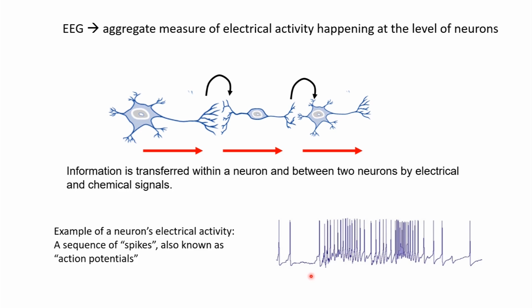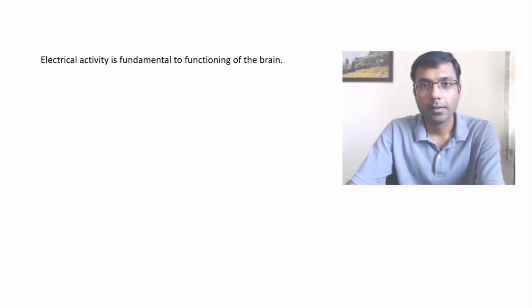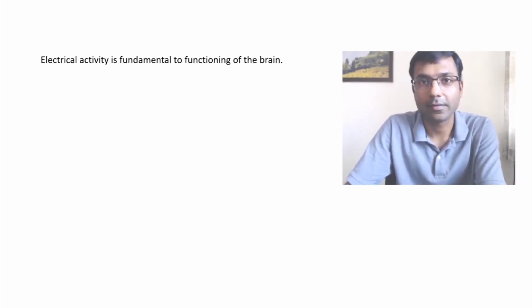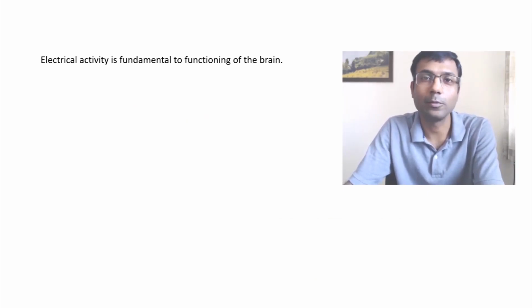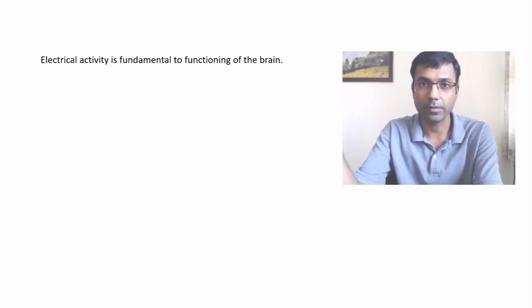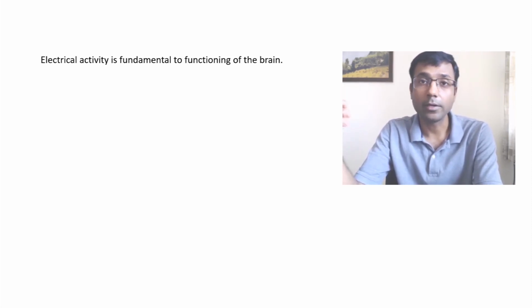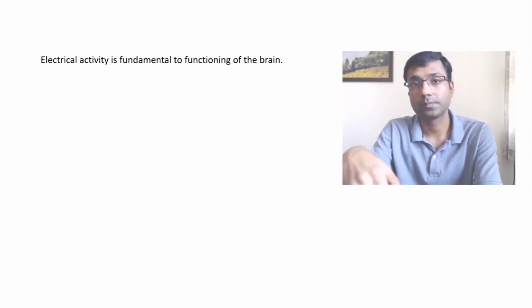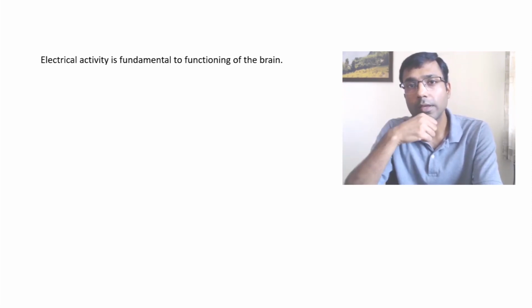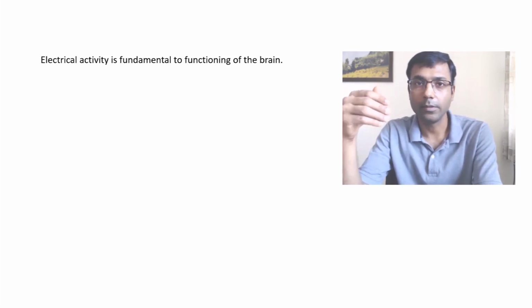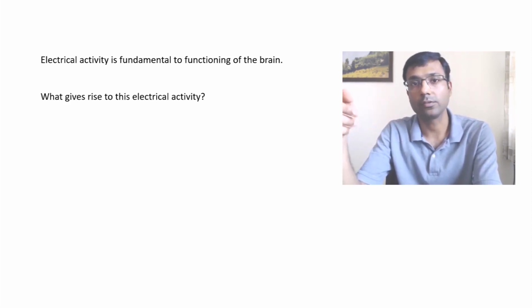That we'll see as we go along in the course. So by now it is pretty clear that electrical activity is fundamental to the functioning of the brain. It's not only present at the surface that we measure through EEG, it's in fact present in every single neuron, and it is fundamental to the functioning of these neurons. So let's try to now think about what might be the source of this activity inside each of these neurons.